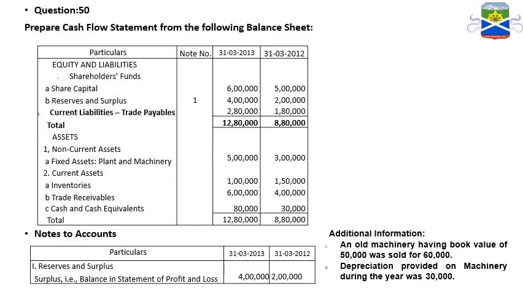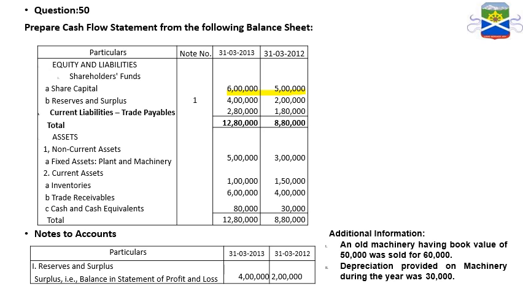We are going to solve another question, and that is question number 50. We have to prepare a cash flow statement from the given information. We have share capital, which has increased by 1 lakh: closing is given as 6 lakhs, and opening is given as 5 lakhs. So we have a 1 lakh increase.